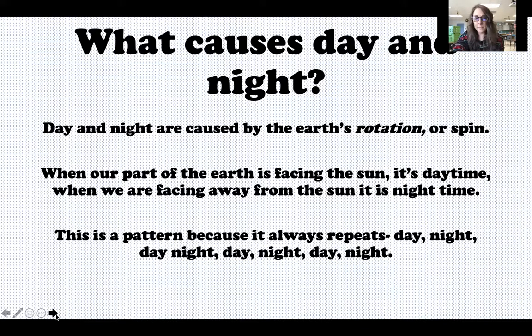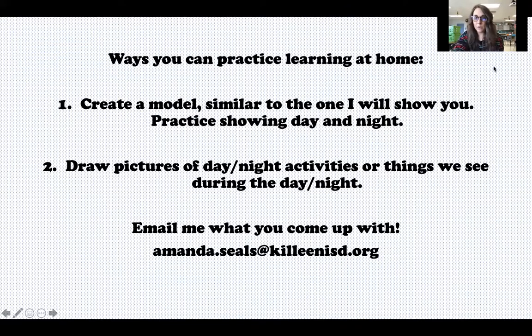Before I close out of this, I'm going to give you some ways you can practice learning about day and night at home. You could create a model similar to the one I'm going to show you and practice showing day and night. You're welcome to take a picture or a video and email it to me. Here's my email address. You could draw pictures of day and night activities or things that we see or do during the day and night. Remember, whatever you do, I would love to see.